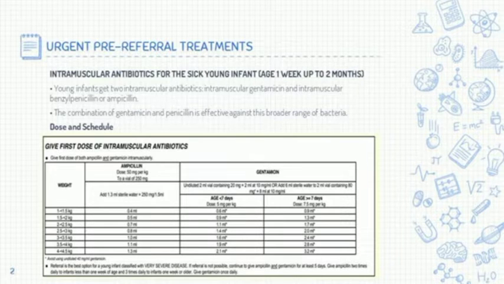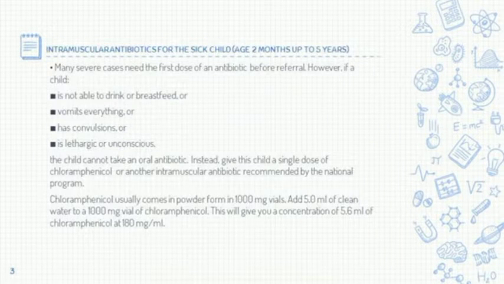5 days. Give ampicillin 2 times daily to infants less than 1 week of age and 3 times daily to infants 1 week or older. Give gentamicin once daily. Then we have here intramuscular antibiotics for the sick child ages 2 months up to 5 years. Many severe cases need the first dose of antibiotic before referral.